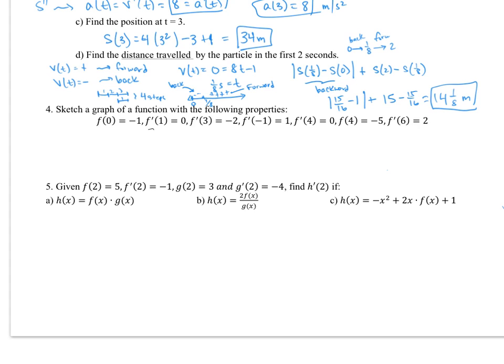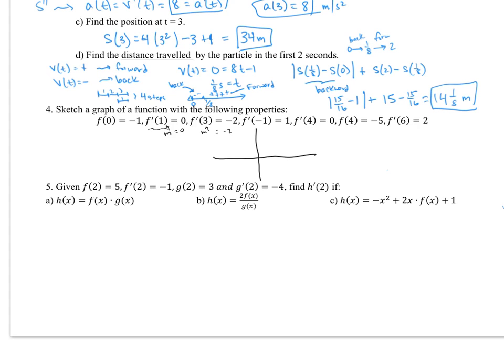Look, f prime of 1, this is a derivative. So this is telling me the slope at 1 equals 0. Here's another derivative. The slope at 3 is negative 2. So remember, the derivatives are telling us the slopes at those points. So let's go ahead and put a grid up here and just start plotting some things that we see.